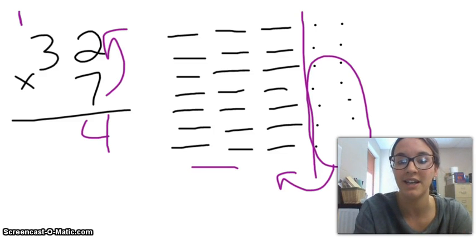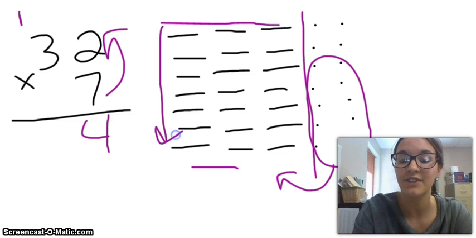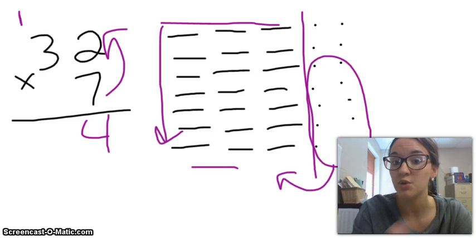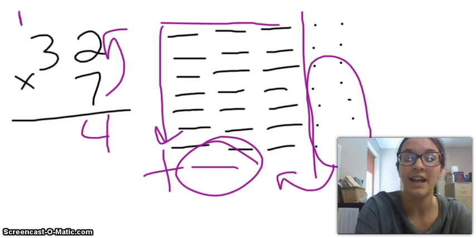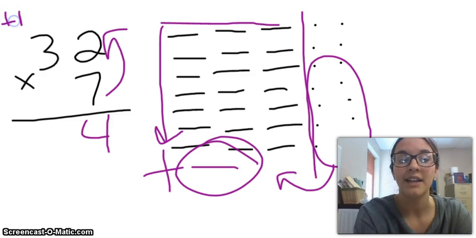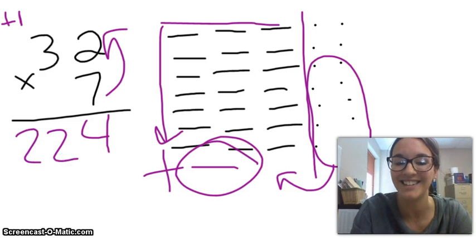Now I'm going to look at my tens. I have 3 tens in 7 rows. Well, I know 3 times 7 is 21. I'd have 21 tens plus this one down here that I added. So I'm going to say that I have 21 tens plus the one more would give me 22. 22 tens is 220 plus the 4 ones that I already had.